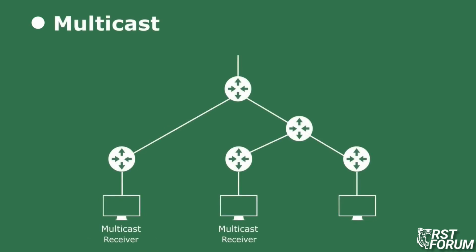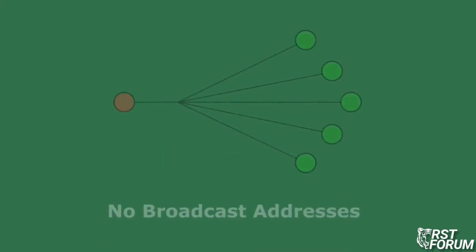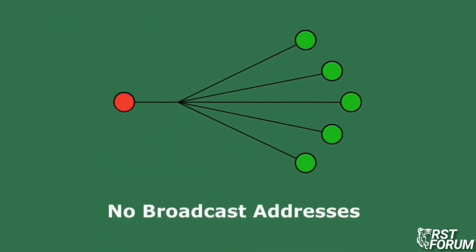Multicast addresses identify a group of interfaces belonging to different nodes. A packet sent to a multicast address is delivered to all nodes identified by that address. IPv6 has no broadcast addresses.